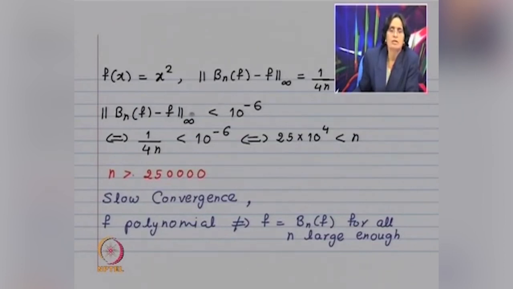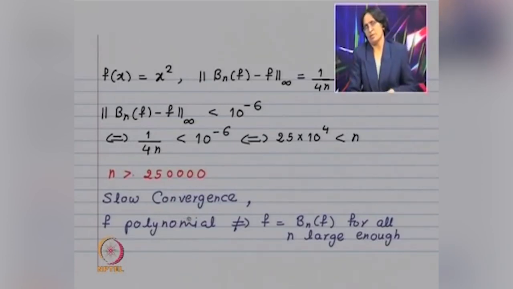So, suppose I want the error to be less than 10 raised to minus 6. This will be assured provided 1 upon 4n is less than 10 raised to minus 6. That means my n should be bigger than 25 into 10 raised to 4. So, n should be bigger than this number. The convergence is very slow.